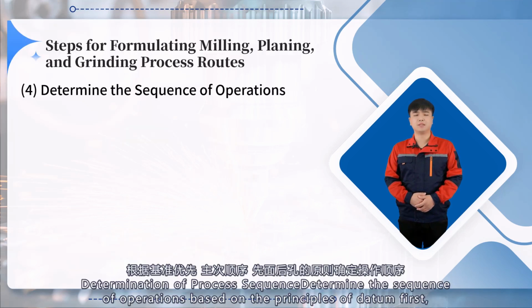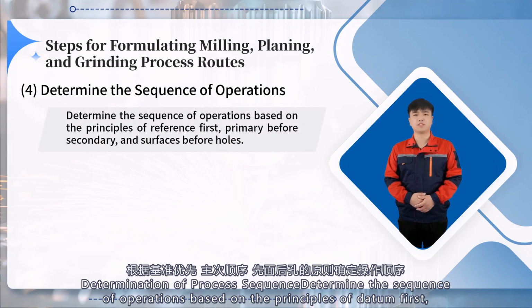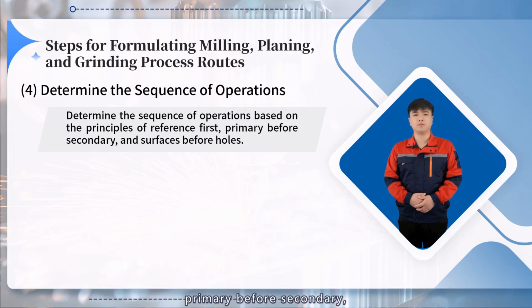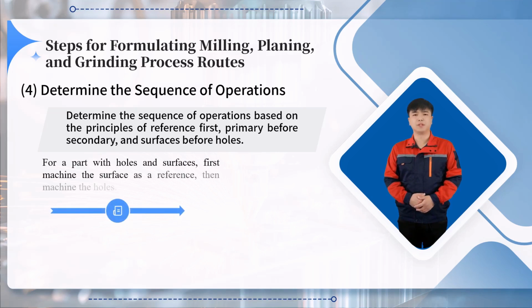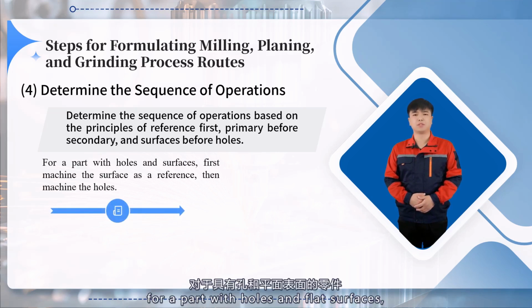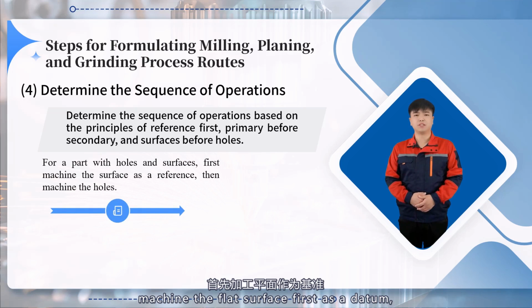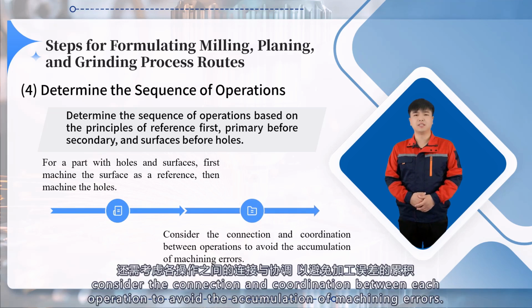D. Determination of process sequence. Determine the sequence of operations based on the principles of datum first, primary before secondary, and surfaces before holes. For example, for a part with holes and flat surfaces, machine the flat surface first as a datum, and then proceed to machine the holes. Additionally, consider the connection and coordination between each operation to avoid the accumulation of machining errors.